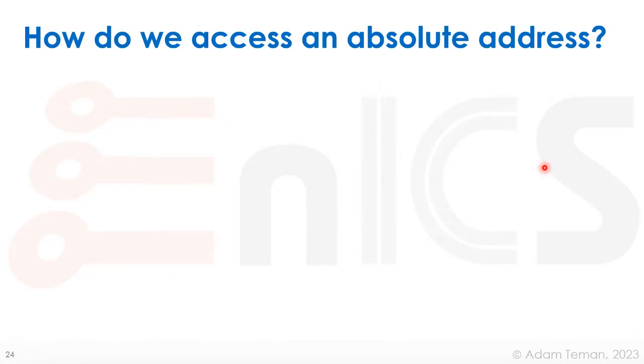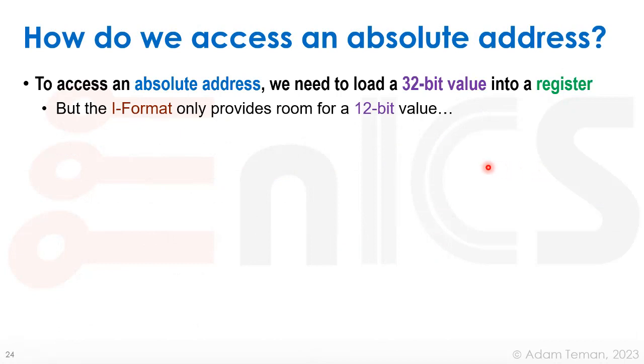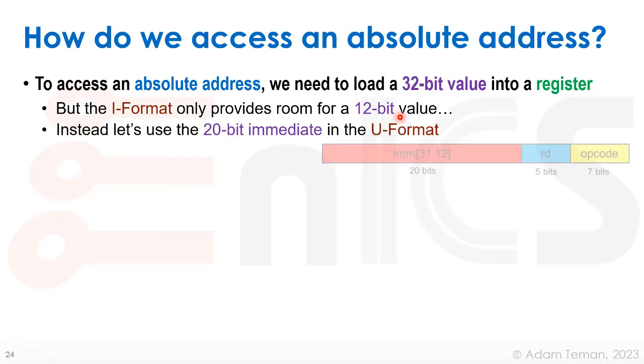So how do we access an absolute address? An absolute address is a kind of problematic thing because we need to load a 32-bit value into a register. But if we look at our I format, which had its constant inside, it only has a 12-bit value. We want to load an absolute 32-bit value into a register, but we only have 12 bits available in the I format. So I guess the I format may not be the right thing.